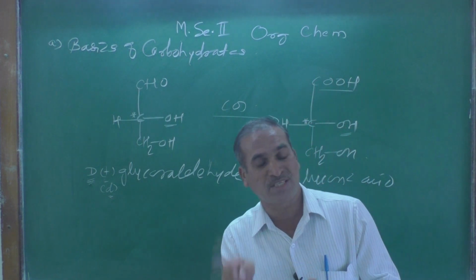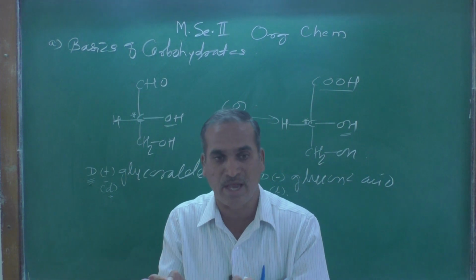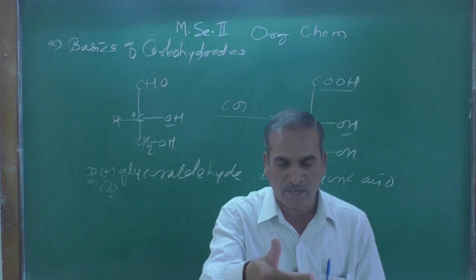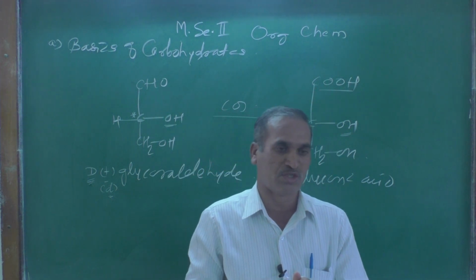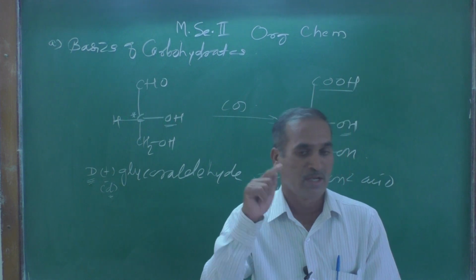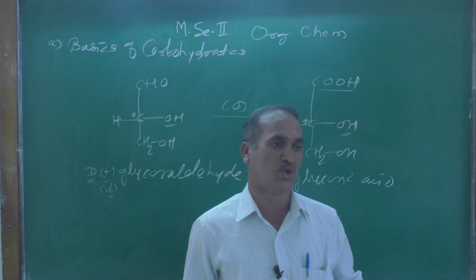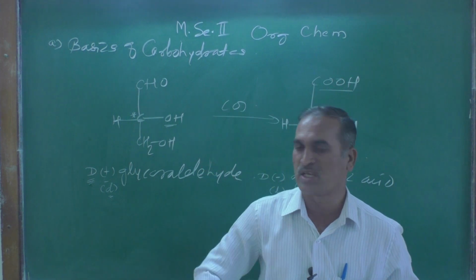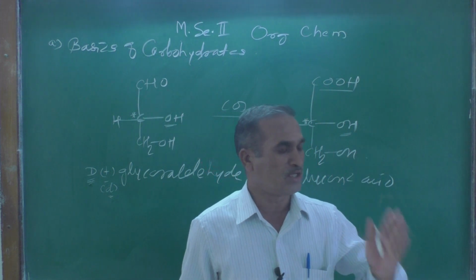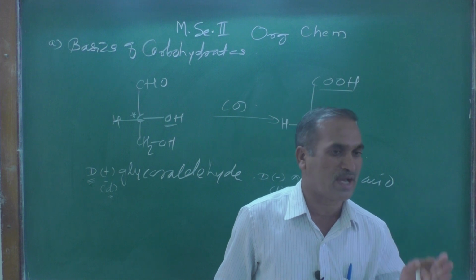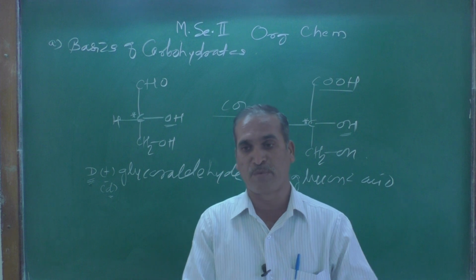So on the basis of that, D and L configuration is assigned or determined, because if the OH group at the C5 carbon atom is present on the right hand side, then it is known as D-glucose. Suppose it is present on the left hand side, then we can designate or assign it as L configuration. These are the relative configurations.